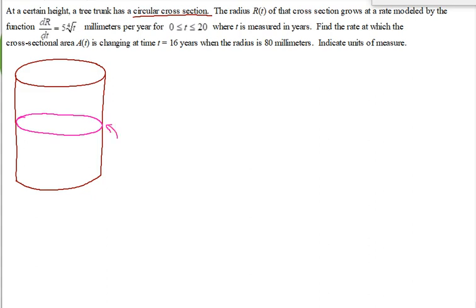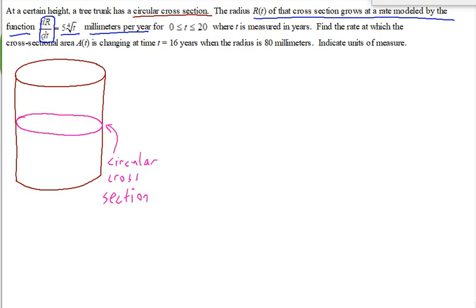So there's our circular cross-section. All right, now it says the radius of that cross-section, here they call it capital R, grows at a rate modeled by this function. And here they actually use the notation we usually use for derivative, dR dt, unlike the last problem. Again, it's not a constant rate, because it's got t in there, and it's millimeters per year. So that's dR dt we know, and t is measured in years.